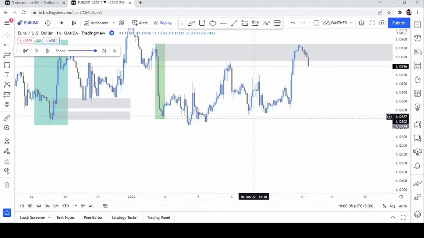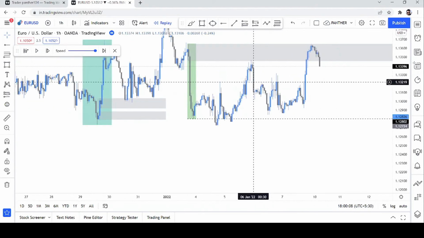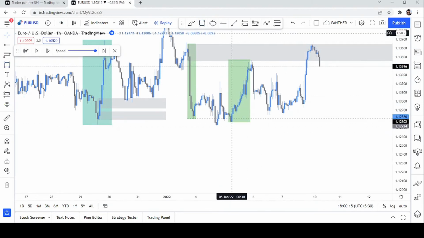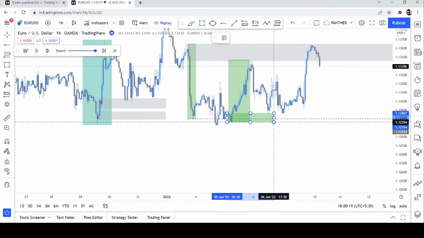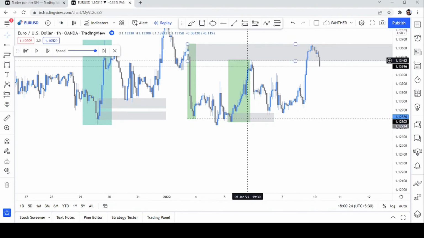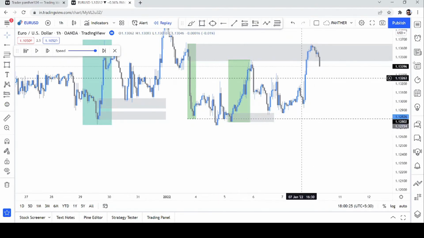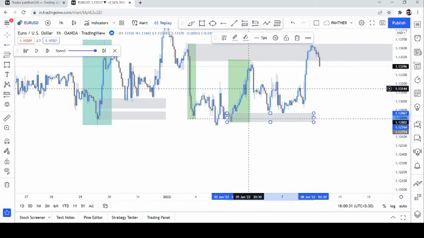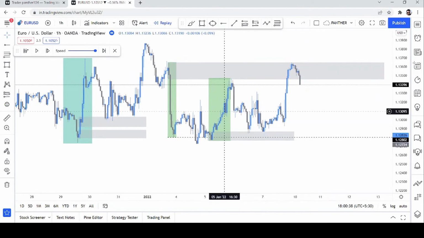But you also have to realize that there is a break of structure right here. And then this is our first box, right? And where would have been our second box? This. And where would have been our target? This. And it fulfilled. In this sell itself, in the range that we're working, we can develop multiple setups, as you can see here.